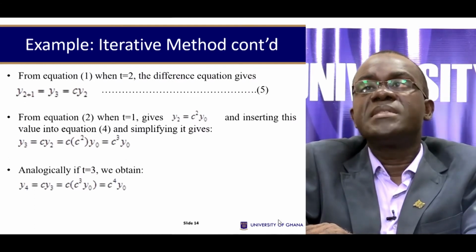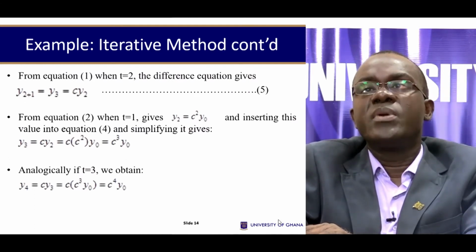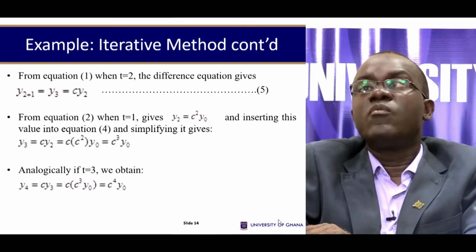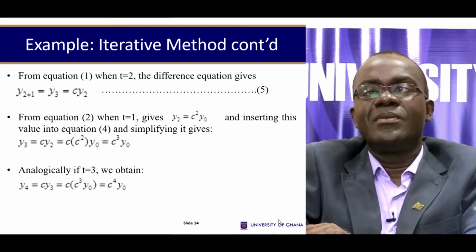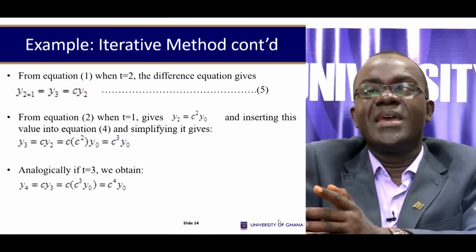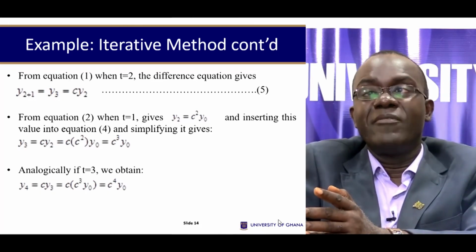Now, again, when t equals 2, we put a 2 here, we get this equation, y3 equals c y2. But we know the value of y2 is equal to this. So c is constant, and in place of y2, we put the value of y2 over here. So we get y3 equal to c raised to the power 3 y0. It's quite clear that you can do the same for y4, and then you slot in y3.